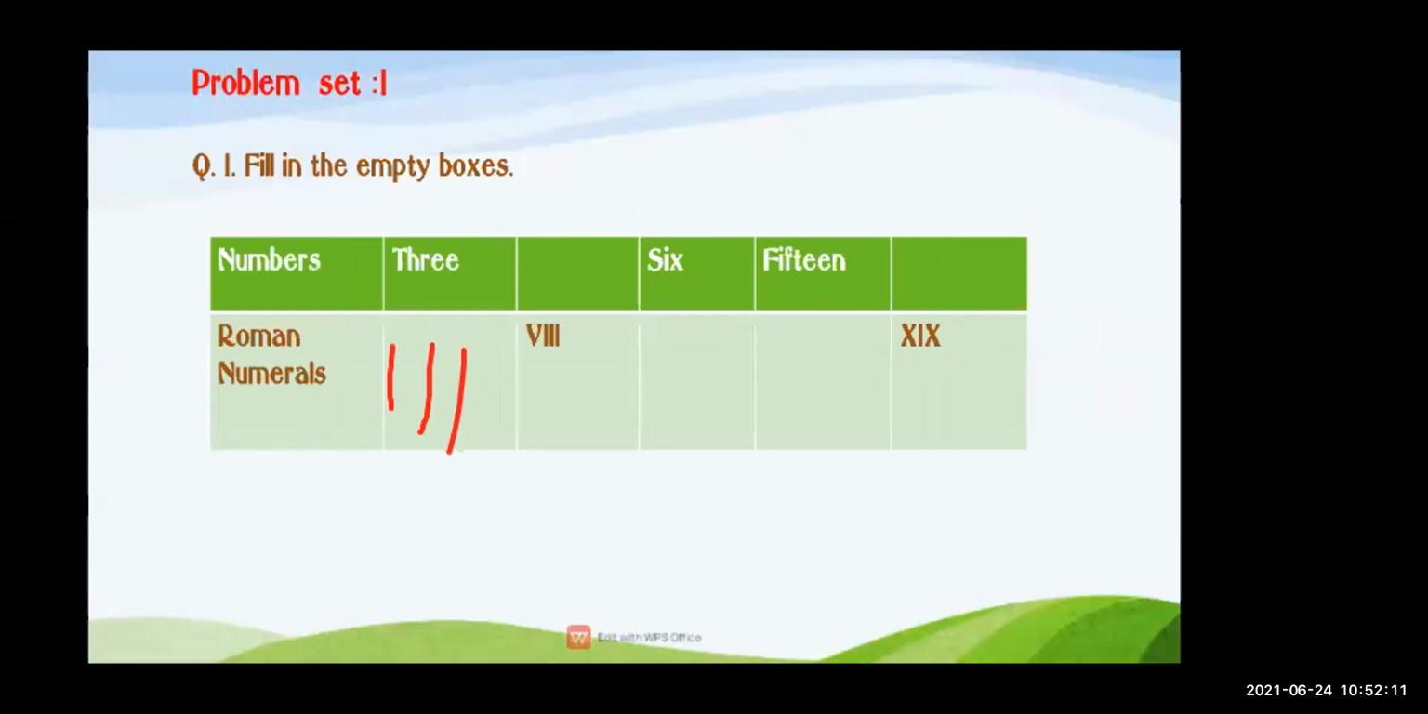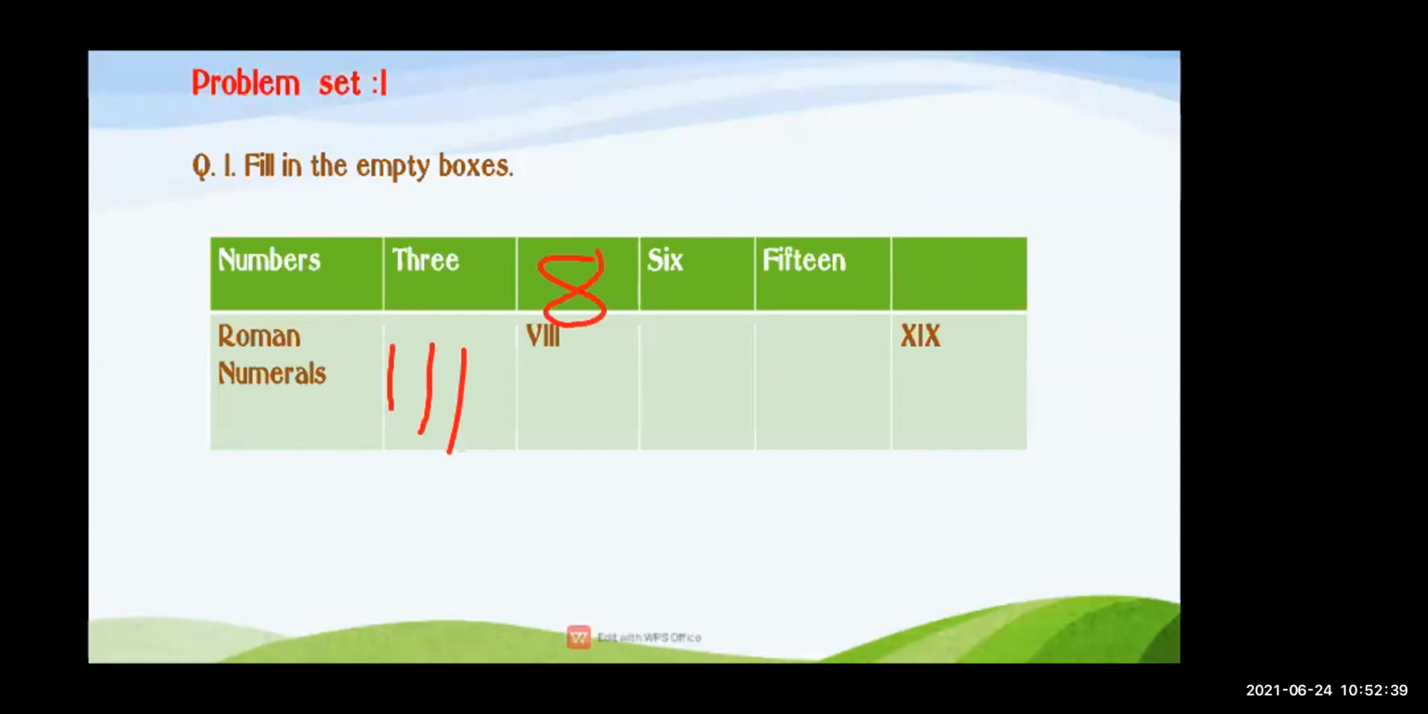Very nice. Now the second one, it is given VIII. Now, it is written in Roman, so which type of number will you write? You will write the international number. How are you going to write it down? Very good. That is 8. What is that? V means 5 and add 3. 5 plus 3 will become 8. Very good.